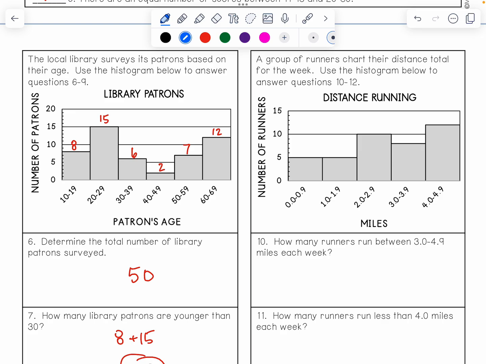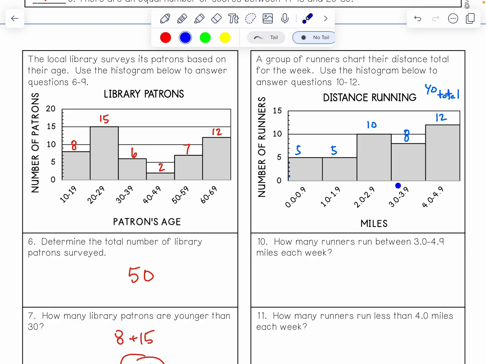So over here it looks like 1, 2, 3, 4, 5. So that's 5. That's 5. That's 10. This one's easy. This is 5. I believe this is 8, and this right here is 12. So it looks like a total of 20, 30, 40. So I would say there are 40 people total. Total people. How many runners run between 3 and 4.9 miles each week?